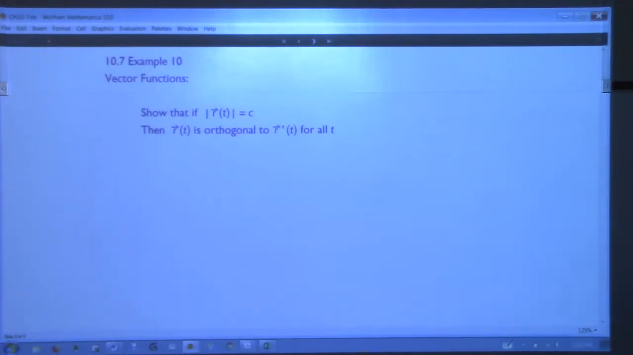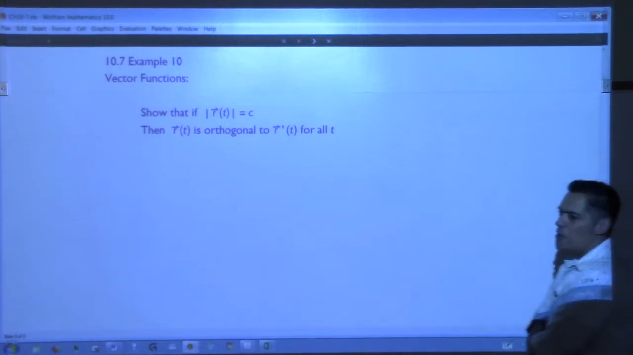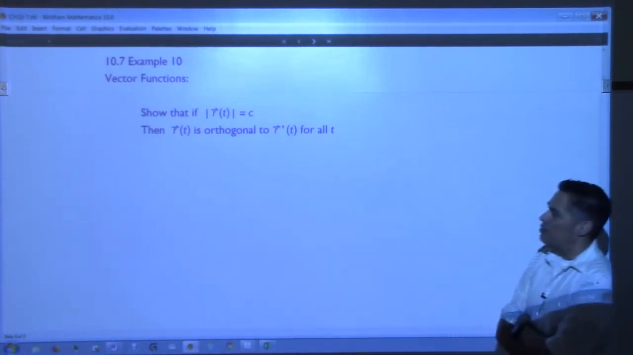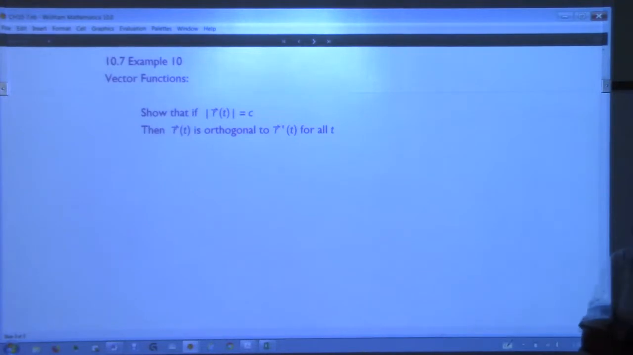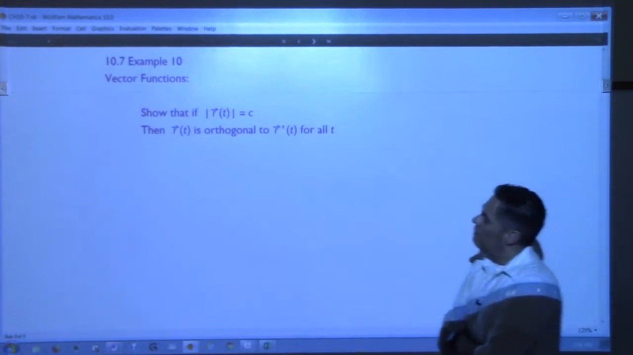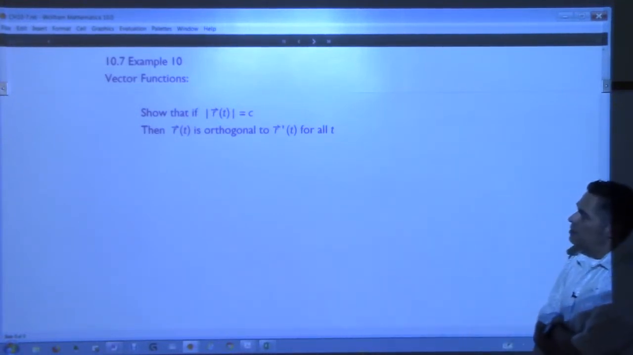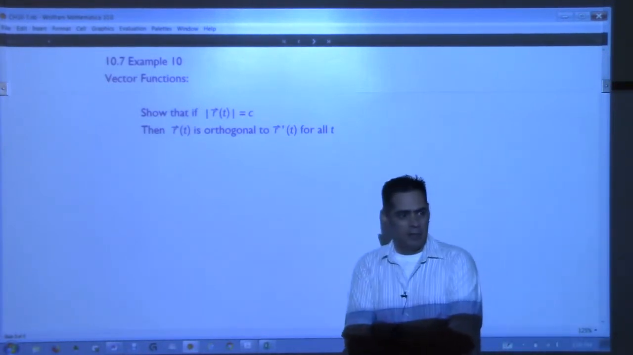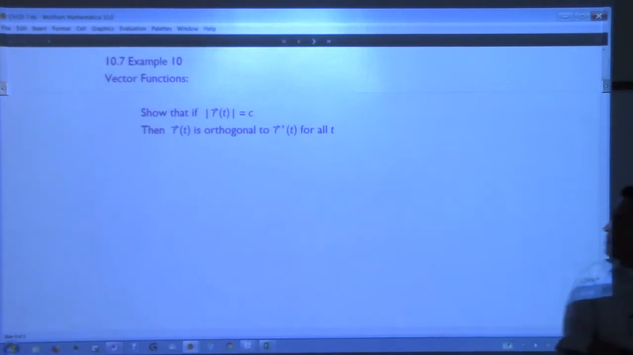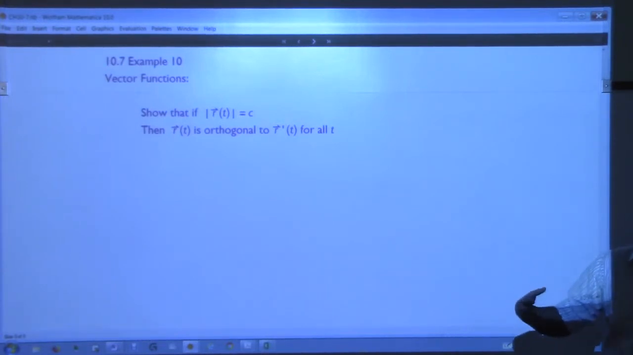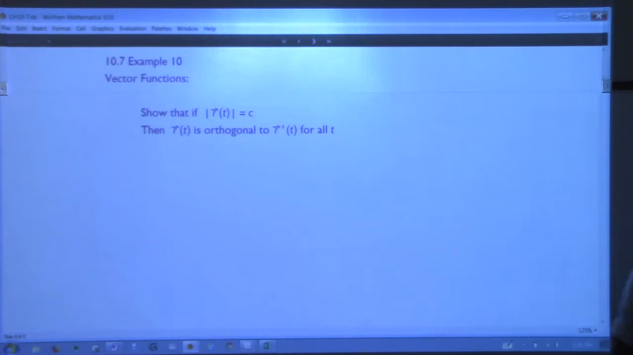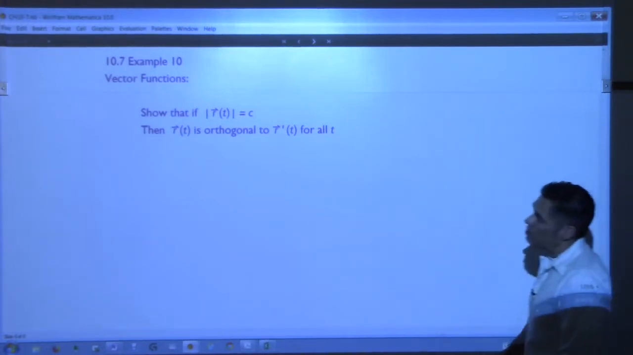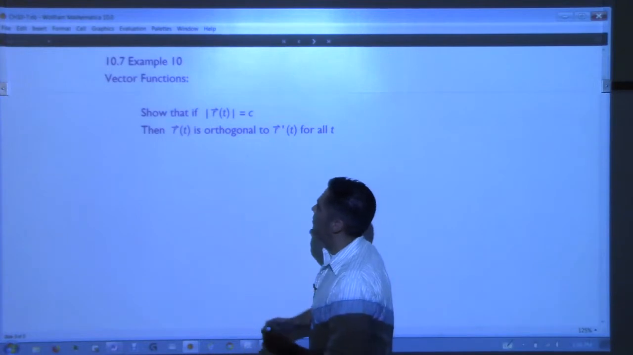This one's a little harder. Show that if the magnitude of r of t is c, what does c mean here? A constant. And we're going to assume c is a positive constant here. So show that if the magnitude of r of t is a constant, then r of t is orthogonal to r prime of t for all t. Notice I'm not giving you a specific function, am I? Like in the previous example, I gave you cosine t, sine t, and we were able to check it just by computing it. But here I'm not giving you that, am I? This is a little harder. So let's first of all try and figure out what this means.